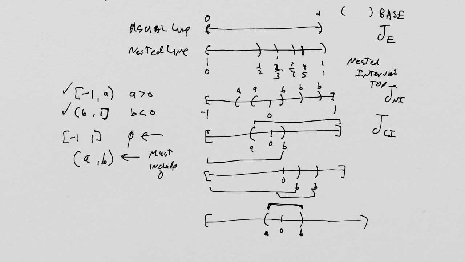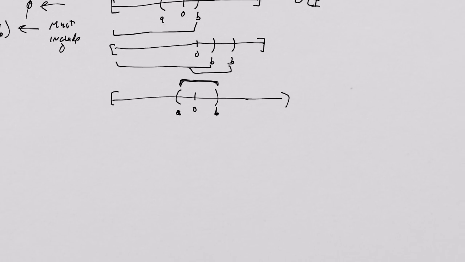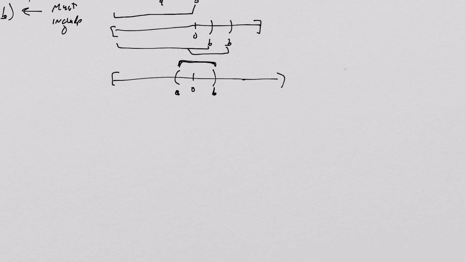Let's see, is there another one? Of course there is. So we'll talk about one other topology. This one we'll call the co-finite topology. And I am going to draw it. It'll also be on a segment of the line.